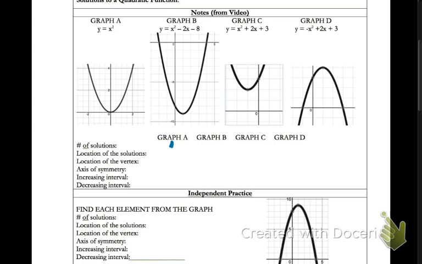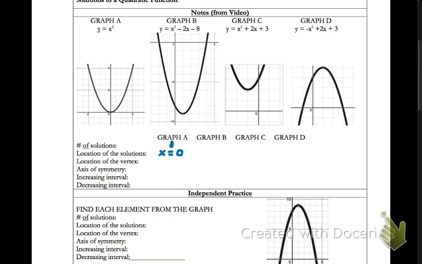Now the location of the solution is the x value where the parabola touches the x-axis or crosses it. And so for this, we can say then that the solution is at x equals 0.